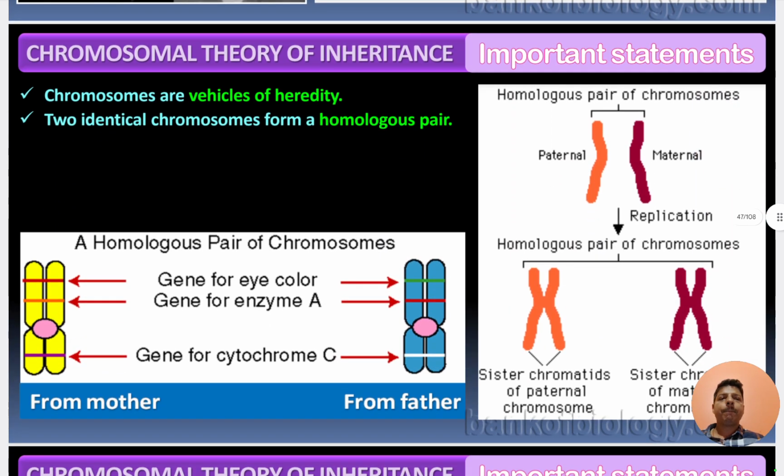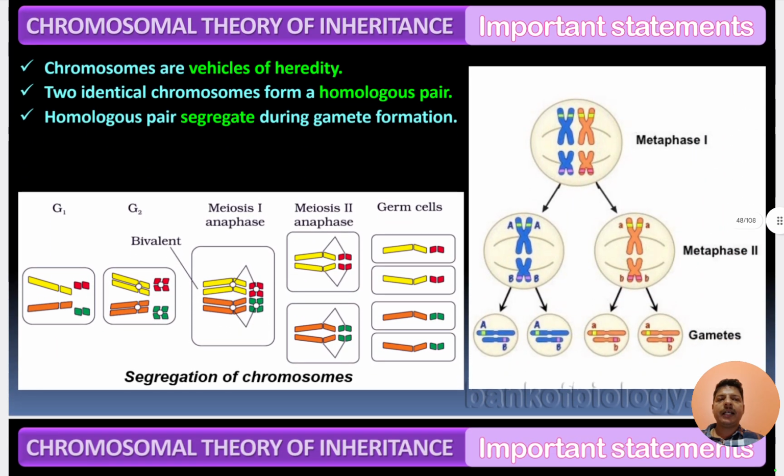Here you can see important statements. First of all, chromosomes are vehicles of heredity, and two identical chromosomes form a homologous pair. As you can see, a homologous pair of chromosomes, paternal and maternal, replication like this, sister chromatids like this. A homologous pair of chromosomes has the gene for eye color, gene for enzyme A, gene for cytochrome C. From mother, from father, they both combine with each other, like this.